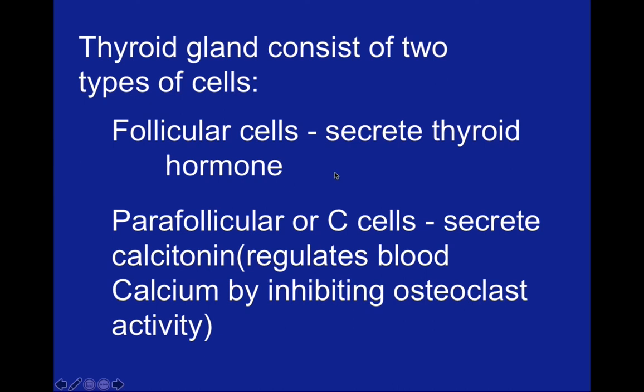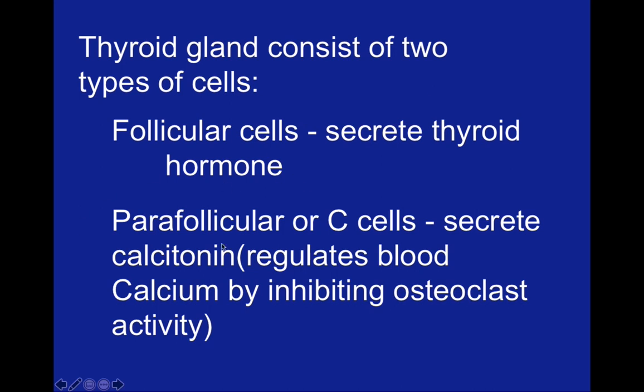And each of these two cells will be responsible for releasing the two different hormones that come from the thyroid gland. So specifically, the thyroid gland releases two hormones, thyroid hormone and calcitonin. The follicular cells, the ones that have access to the colloid or stored thyroid hormone, will be the ones that release thyroid hormone. This is our body's major metabolic hormone.